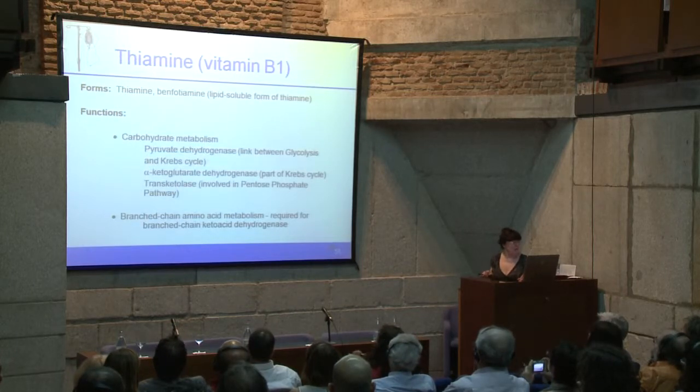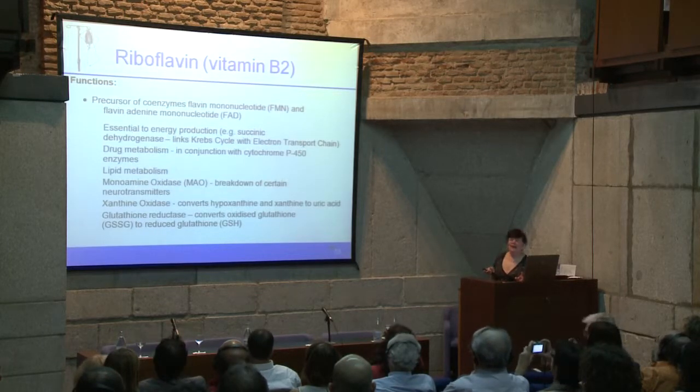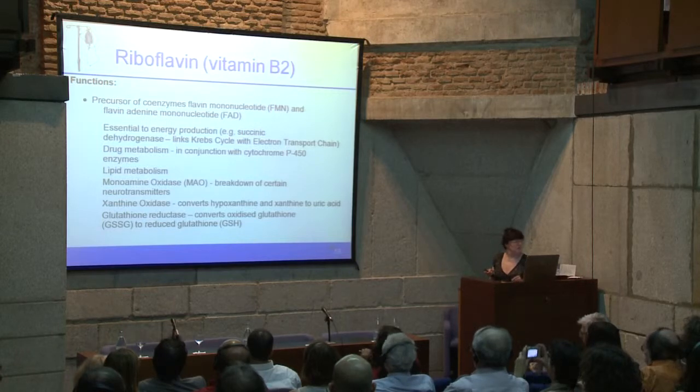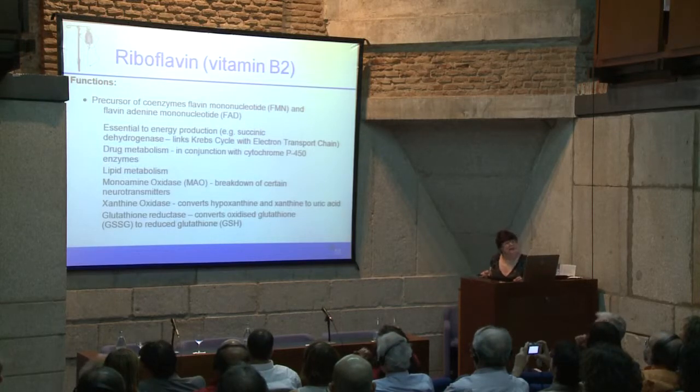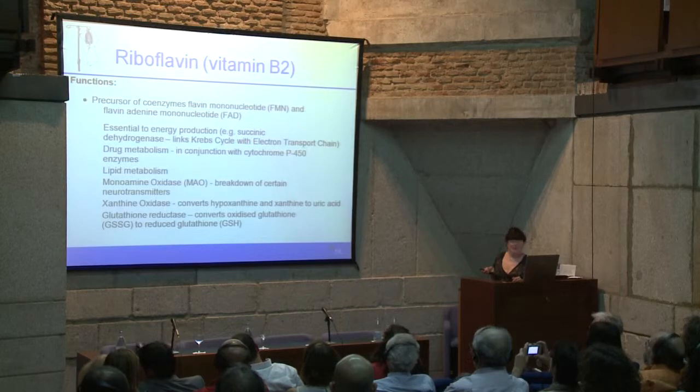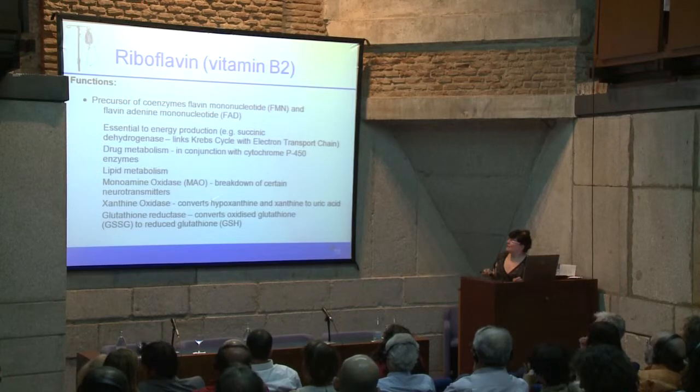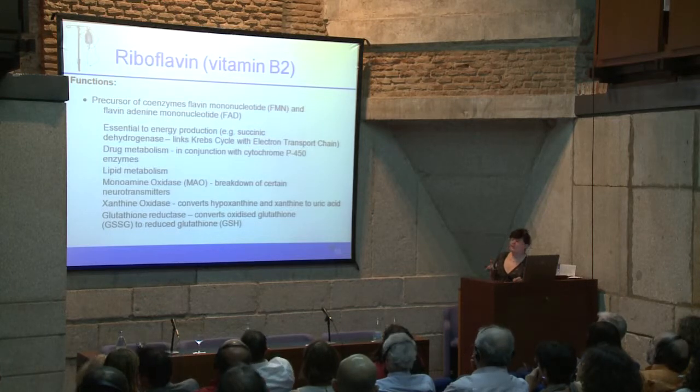Thiamine, B1, for carbohydrate metabolism and branched chain amino acid metabolism, and therefore we use very high doses intravenously, 100 milligrams, and benfotiamine, the fat-soluble one, we give to people who require it for mental performance. Riboflavin, B2, these are the functions of it, and again, it's put into our so-called Myers cocktail. But you'll see it's important for lipid metabolism, monoamine oxidase, breakdown of certain neurotransmitters, xanthine oxidase, and in fact, all those people taking caffeine will need extra riboflavin.